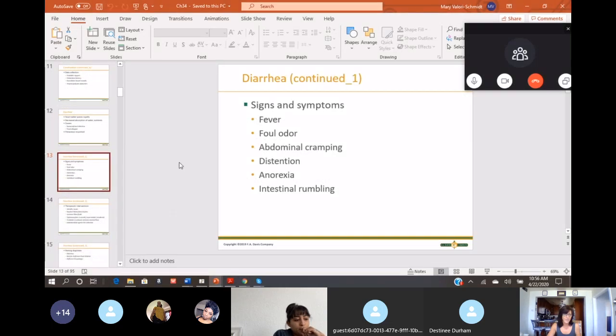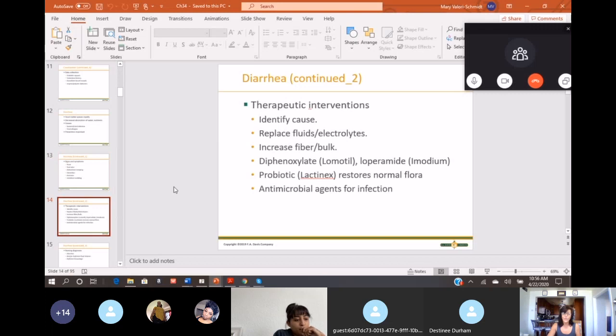Signs and symptoms, fever, foul odor, especially with C. diff, smells delightful. Anybody that's ever smelled C. diff knows it doesn't smell like anything else in the world. Therapeutic interventions, what made it happen, right? If they're dehydrated, replace their fluids and electrolytes, possibly increase their fiber.